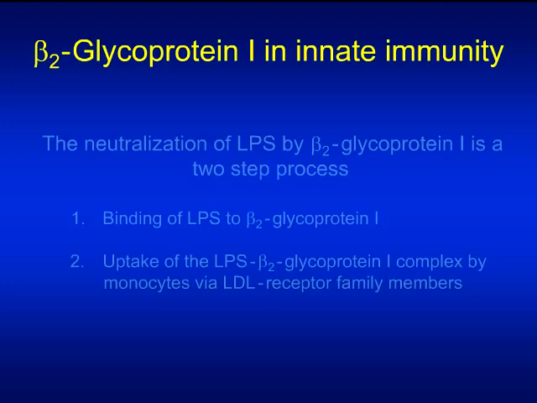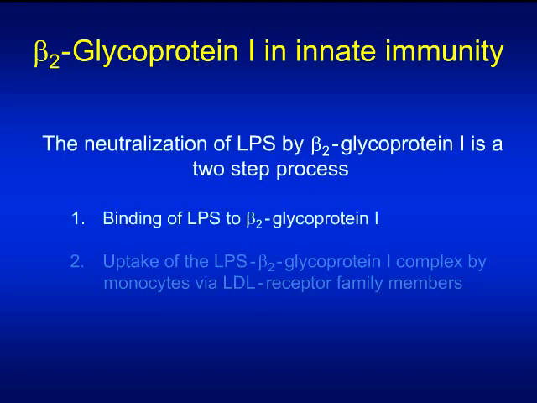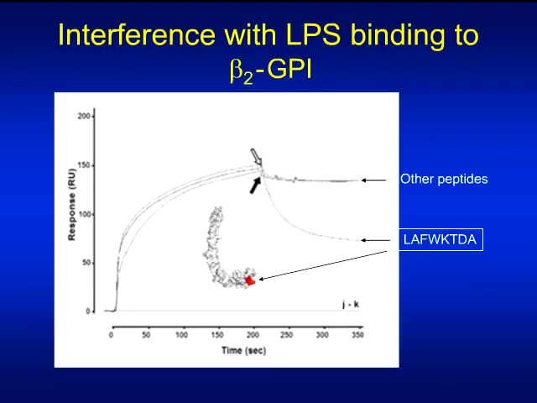So apparently, beta-2-glycoprotein 1 is a protein that is involved in innate immunity. It neutralizes LPS. It's in fact a two-step process: it binds LPS and it is then taken up by the monocytes. So binding alone is not enough to prevent the effects. It should also be cleared from the circulation, and it's taken up by the monocytes immediately via an LDL receptor system. So apparently, beta-2-glycoprotein 1 plays a role in innate immunity. And that's interesting.